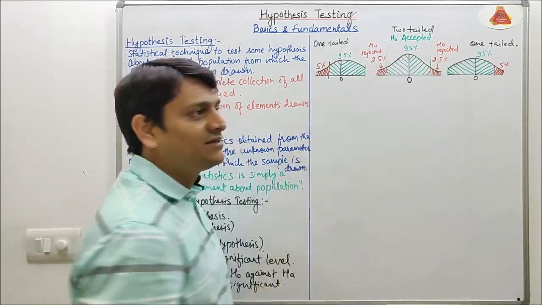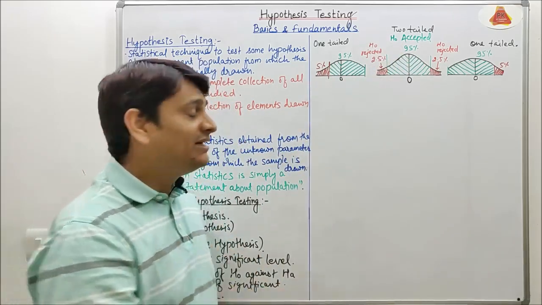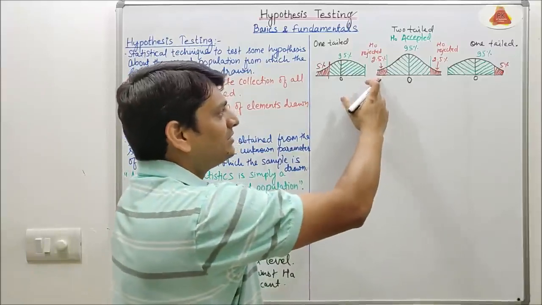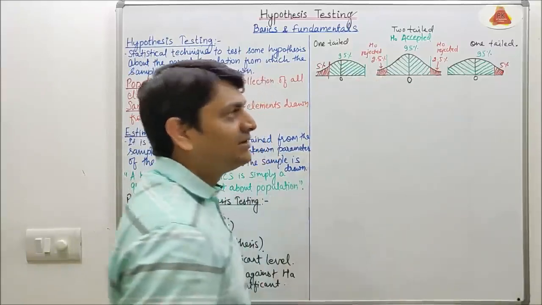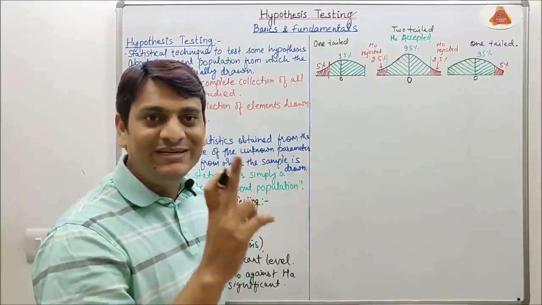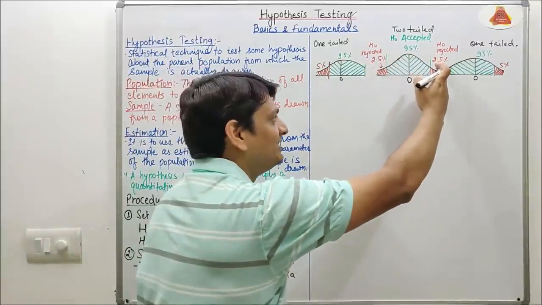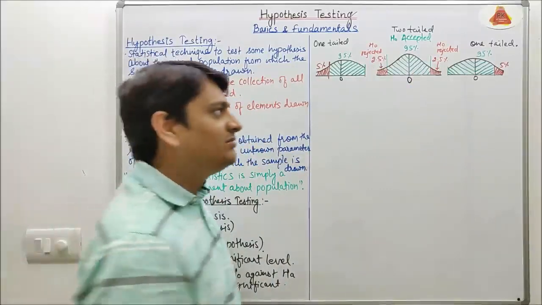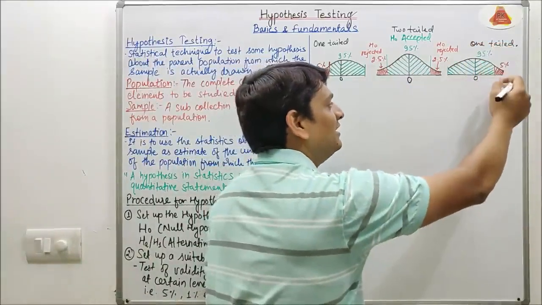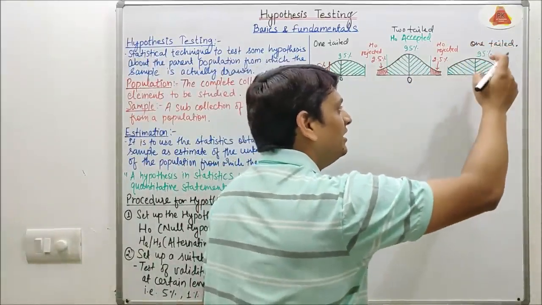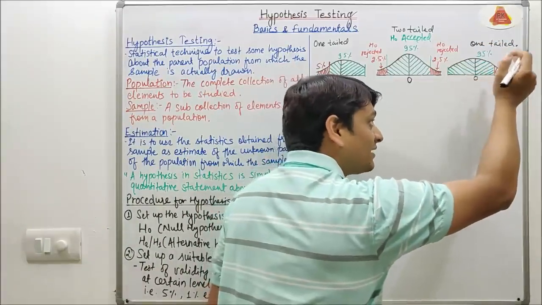This is a two-tailed test, so error may occur on both sides: 50% chances on the left side and 50% chances on the right side. That is why 5% is divided into two parts, 2.5% on this side and 2.5% on this side. Now coming to the third one, which is a one-tailed test and it is right-sided. It means error will occur only on the right side.